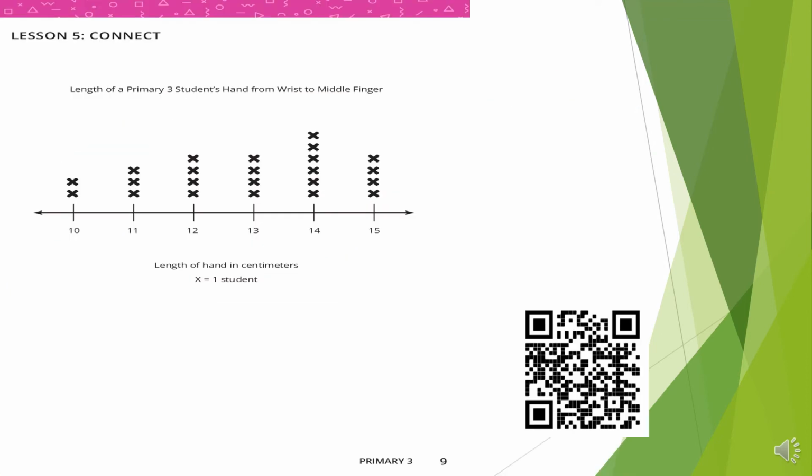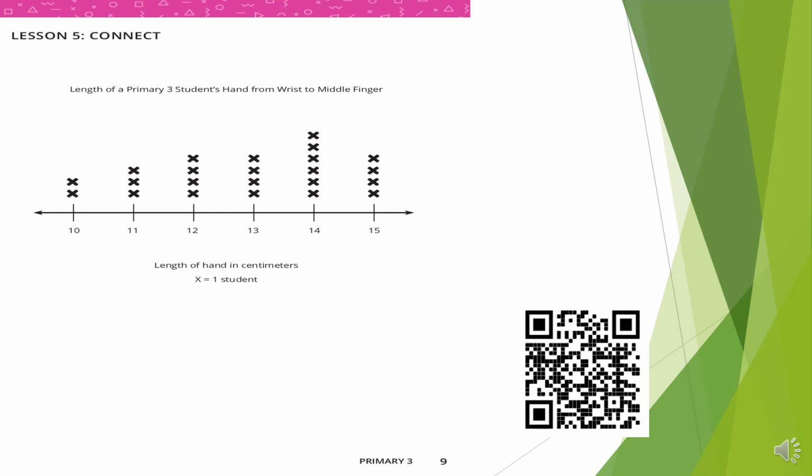Lesson 5. We have here an example of line plot. The length of a primary 3 student's hand from the wrist to the middle finger. Here we put numbers on our number line. These numbers refer to what? Length of hand in centimeter. On 10 we found 2 x's, and on 11 we found 3 x's. It means each x equals one student.